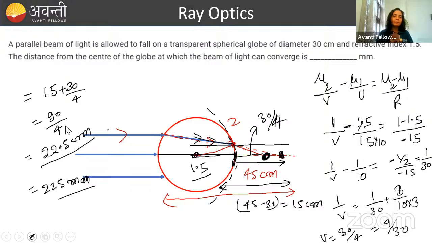Second takeaway is: if refraction is happening through two curved surfaces, what will happen? Object distance calculation for the second surface should be done very carefully, very wisely. So whatever incident light is falling on the second surface, just extend that incident light forward and see where it is cutting the principal axis line. That point will be taken as the object for the second surface. And that is what I have done in this question. So I hope it is helpful.